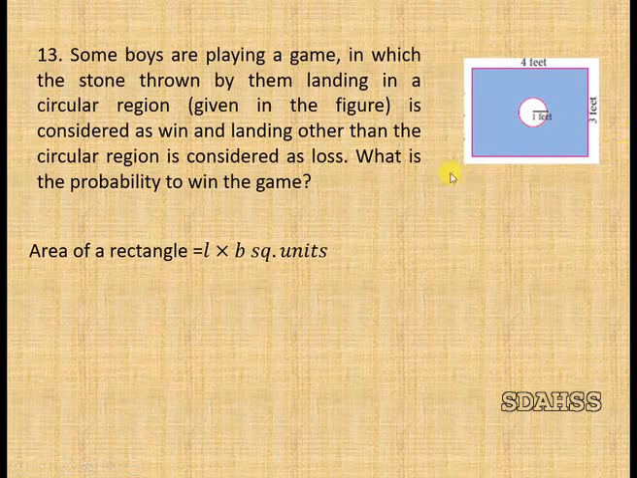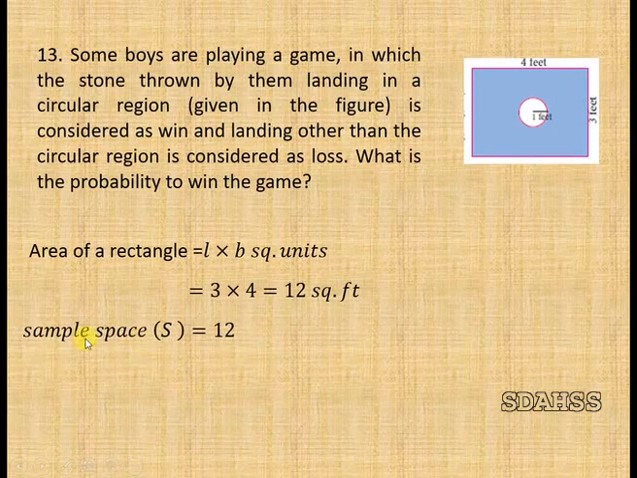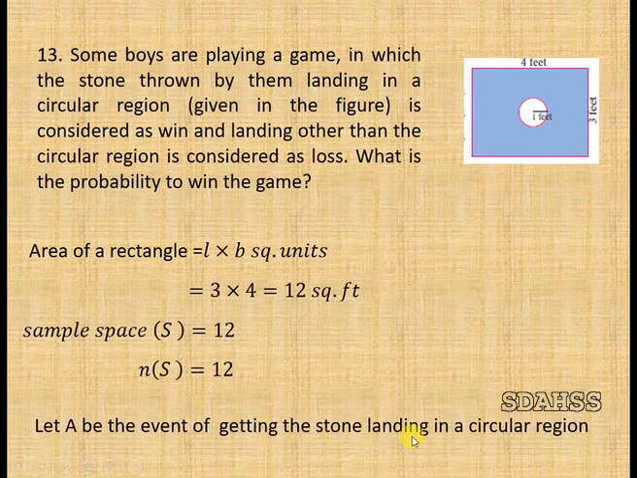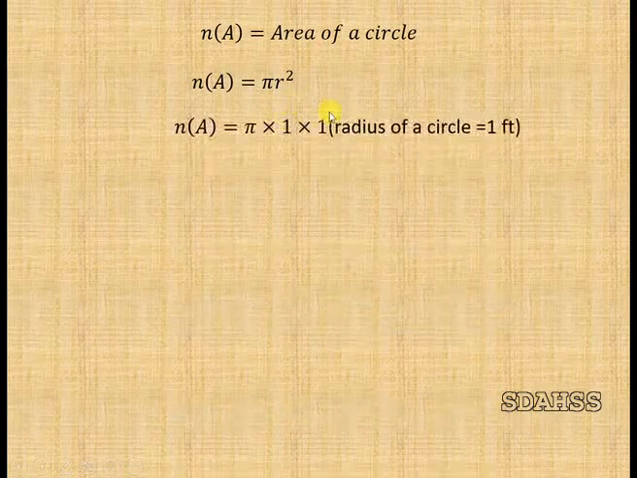Area of a rectangle is length into breadth square units. Here length is 4 and the breadth is 3, so 3 into 4 is 12 square feet. So the sample space n of S is equal to 12. Let A be the event of the stone landing in the circular region. So n of A is equal to the area of a circle. Area of a circle is pi r square units. Here the radius is 1, so pi into 1 into 1 is equal to pi.